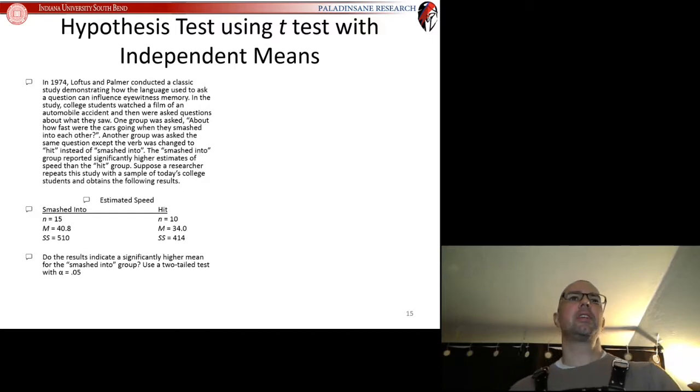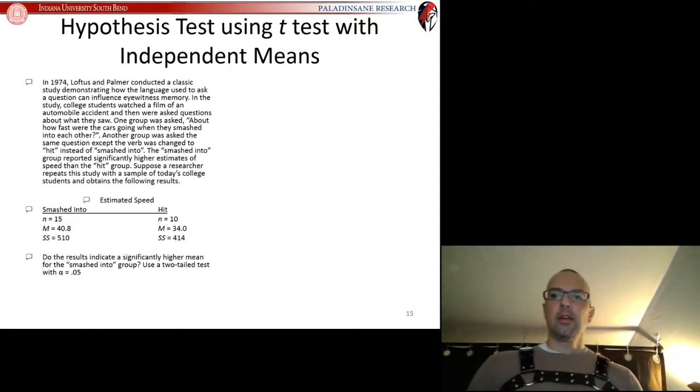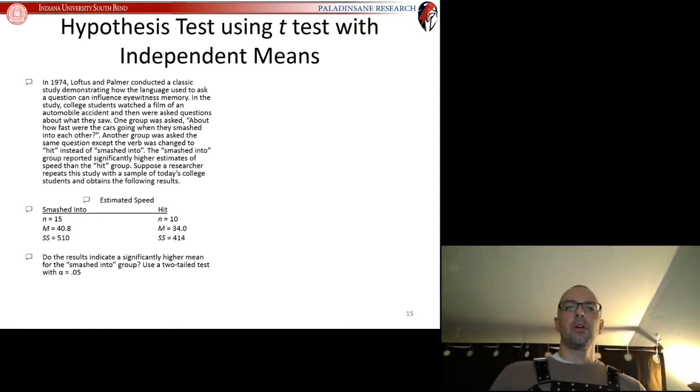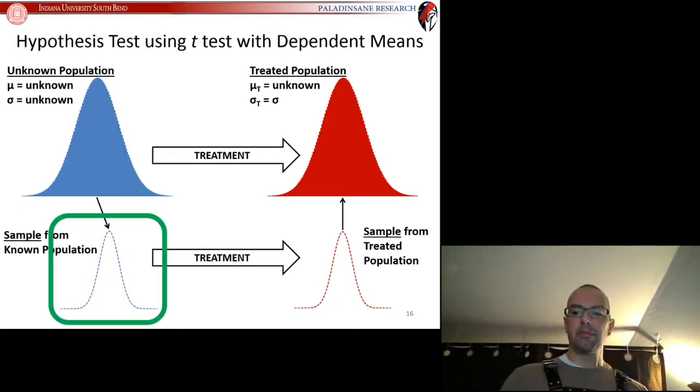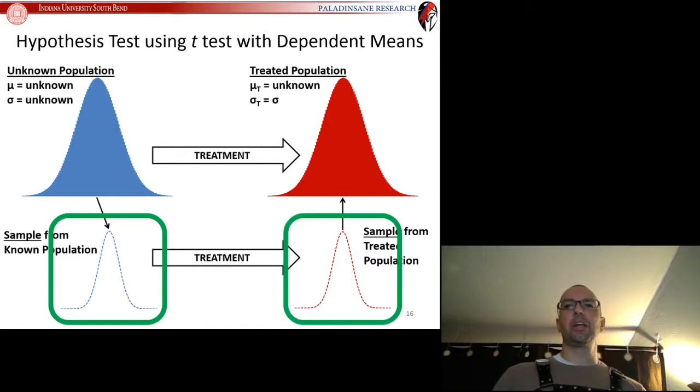Do the results indicate a significantly higher mean for the smashed into group? Use a two-tailed test with an alpha of 0.05. So if you recall, before, when we had our t-test with dependent means, we would take a sample and measure it before treatment, and then we would take that sample and treat it, and then we would measure it after treatment.